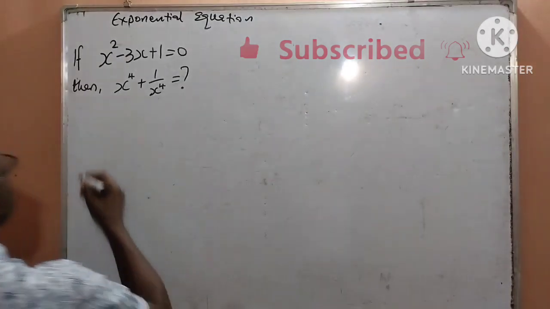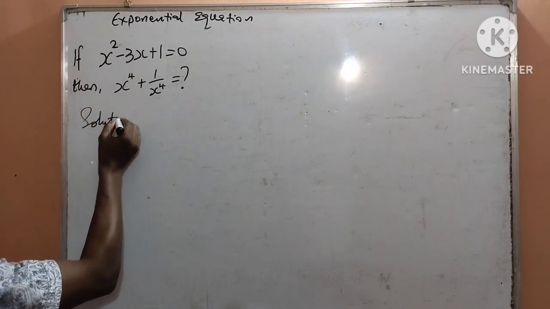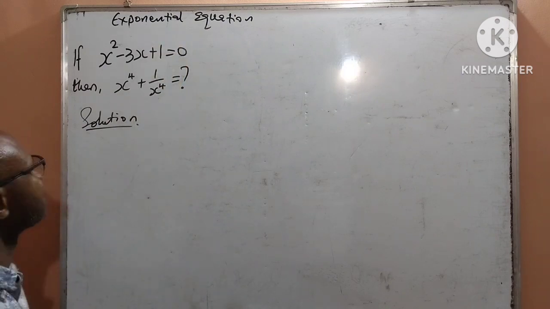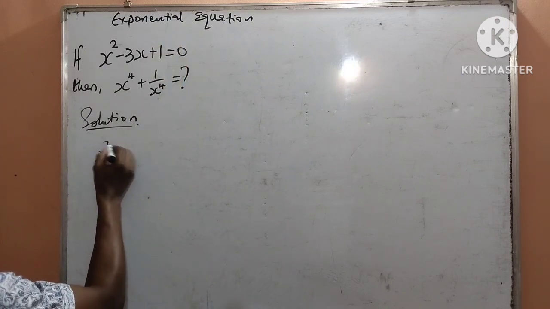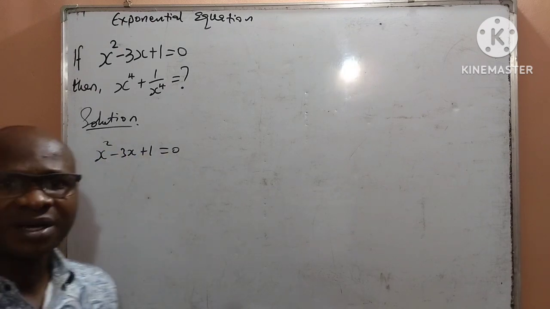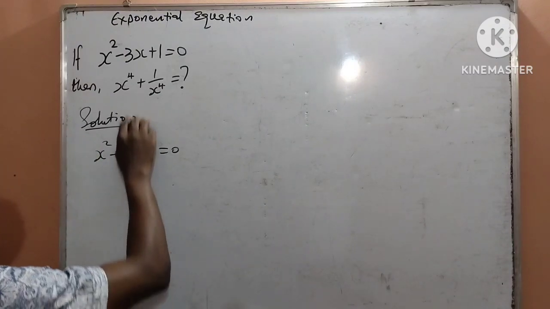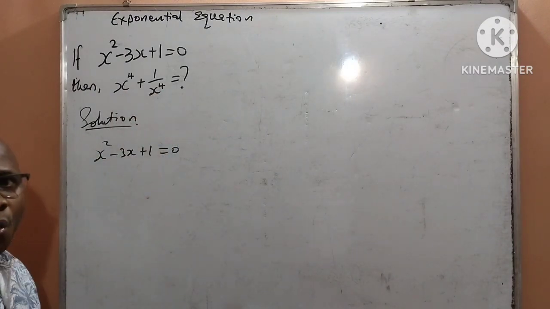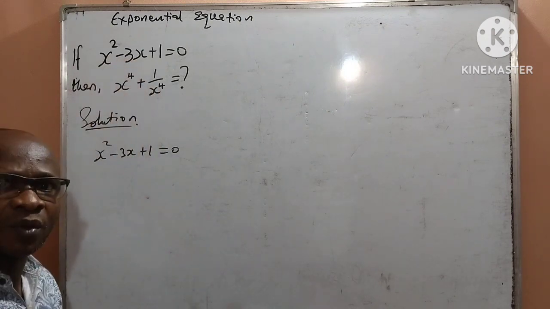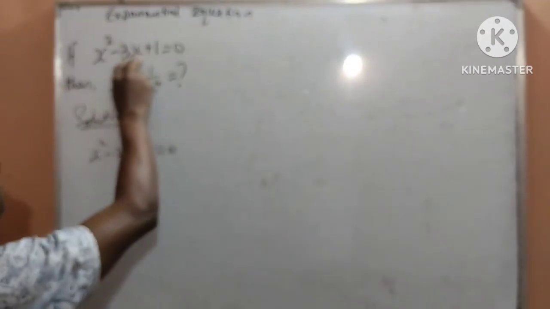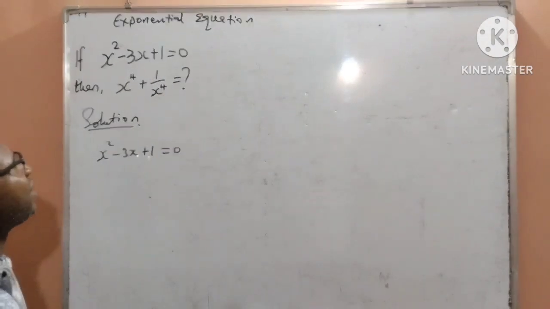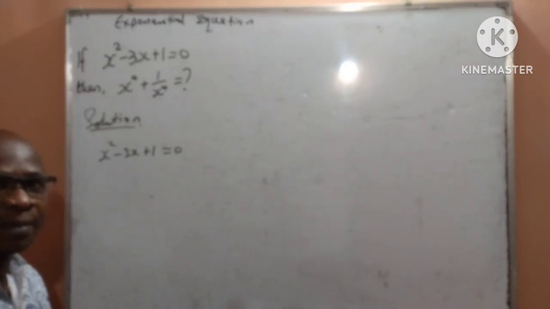Alright, we dive in. Solution to the question. Starting from the equation that is given, that x raised to the power 2 minus 3x plus 1 is equal to 0. Ordinarily, looking at the question the way it is given, one may be expected to solve this since it is a quadratic equation to get the values of x and then replace the values of x and get the answer. But by Olympiad question, that is not the standard approach.